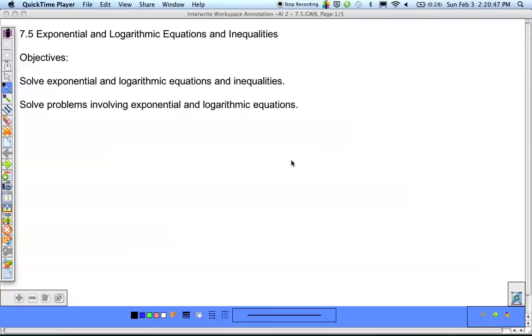Today we're going to be taking a look at 7.5, solving exponential and logarithmic equations and inequalities. The nice thing about this section is there's not anything new that we need to learn. We just have to take what we talked about in the last couple sections about being able to rewrite exponential and logarithmic equations and the different properties of logs and apply them to being able to solve equations.